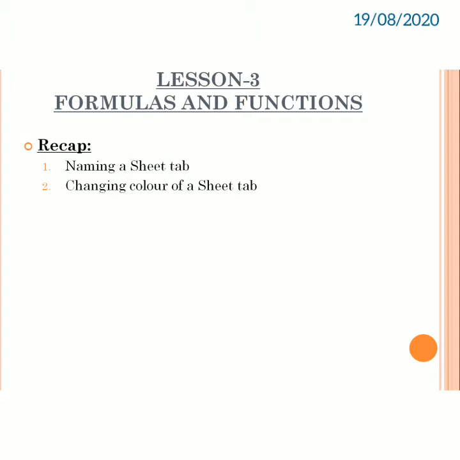Then, dear children, how to change the color of a sheet tab? It's just simple, two steps. First, you have to right click on the particular sheet tab and you have to select the tab color option from the shortcut menu. After that, you have to select any color from the displayed choices and you have to observe the changes, isn't it?